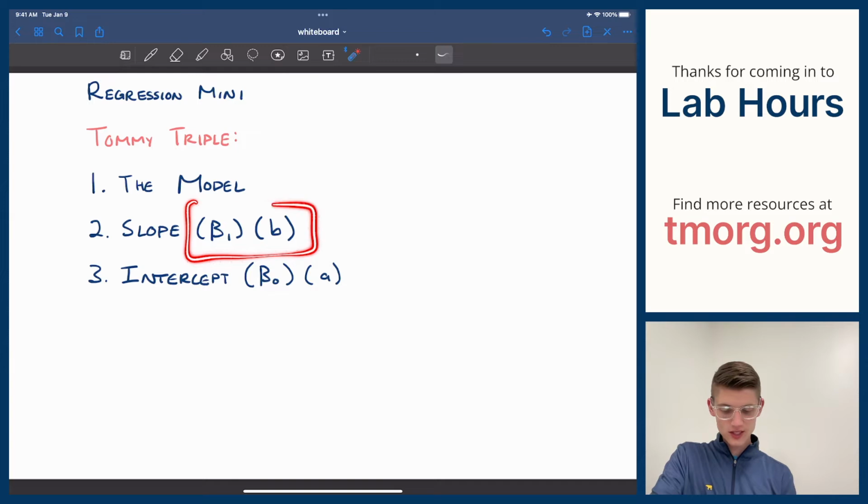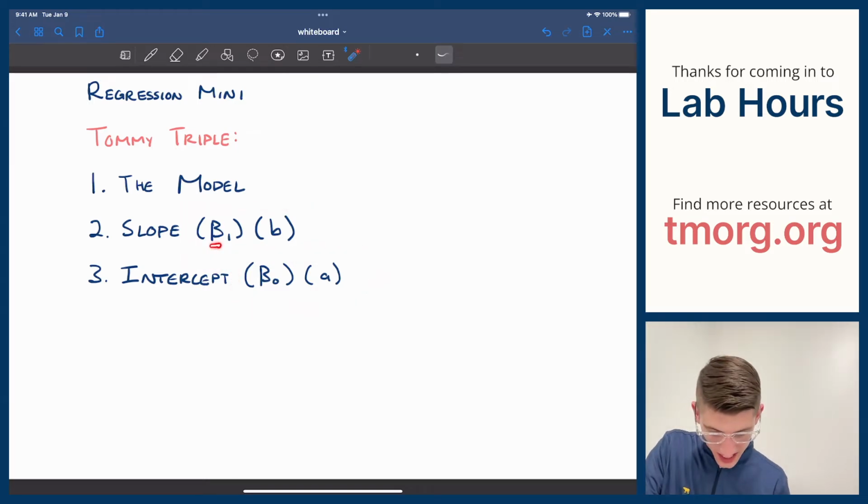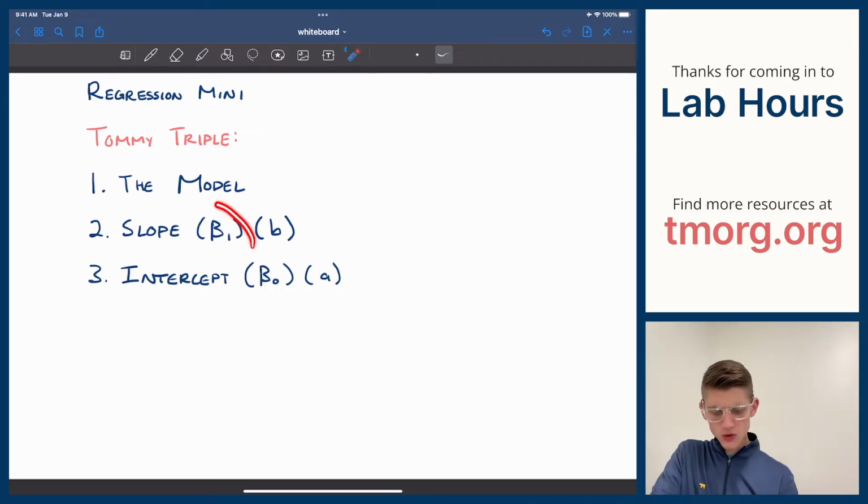I have these two different notations here that I will be using throughout the video. This is read as beta 1, not beta sub 1 or B1. This is beta 1, Greek beta. Beta 1, beta naught. Most places in econ, you'll see beta naught, beta 1. A lot of times, in the stats world, you'll see A and B instead.